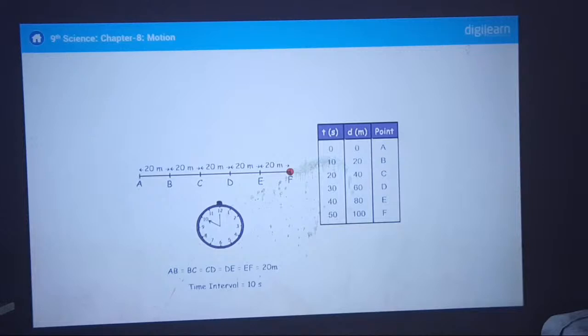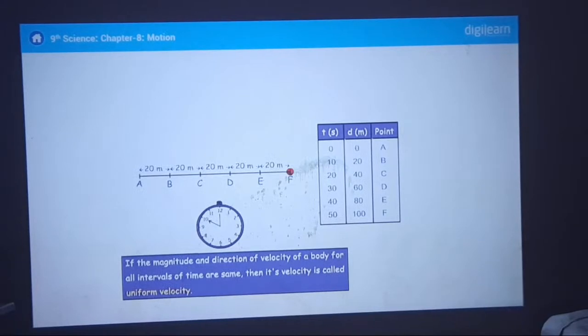Hence, the velocity of the body in all equal intervals of time must be equal, and it is given by velocity is equal to displacement by time. That equals 20 meters divided by 10 seconds. That equals 2 meters per second. If magnitude and direction of velocity of a body for all intervals of time are same, then its velocity is called uniform velocity.